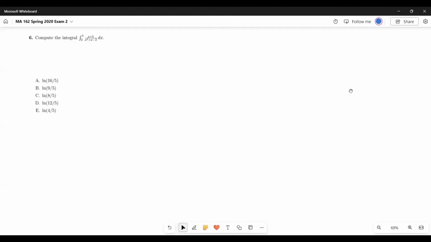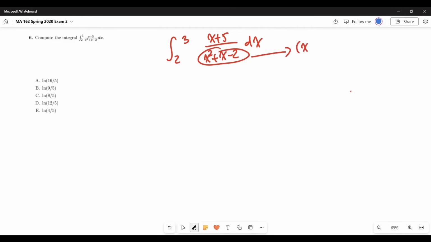Okay, this question asks to compute the integral from 2 to 3 of x plus 5 over x squared plus x minus 2 dx. So let's write it down first. What you're going to do for this question is use the decomposition technique. We see x squared plus x minus 2 as a denominator, which we can write as x plus 2 times x minus 1, right?